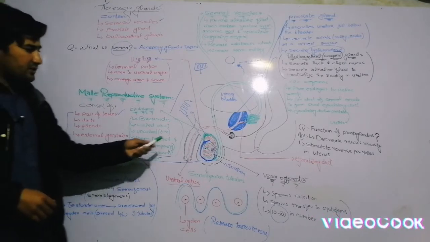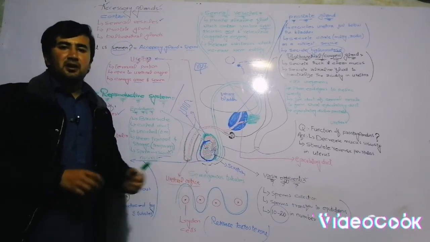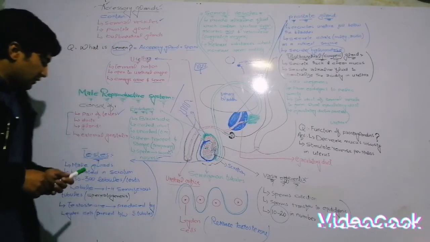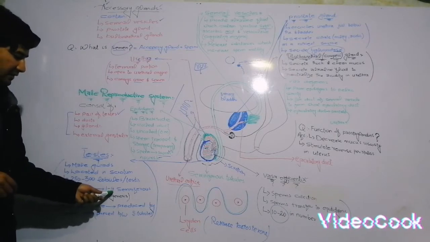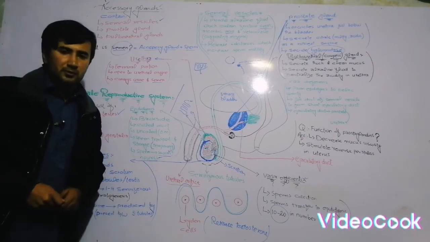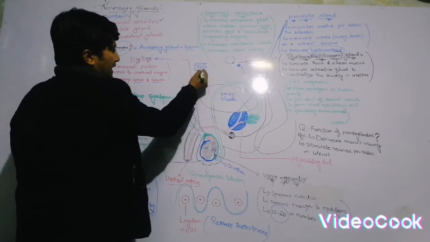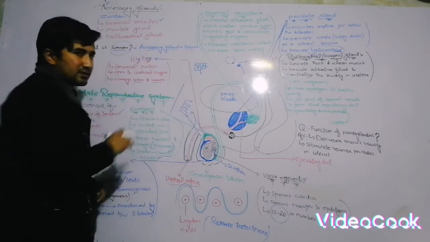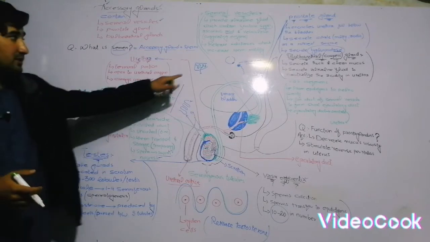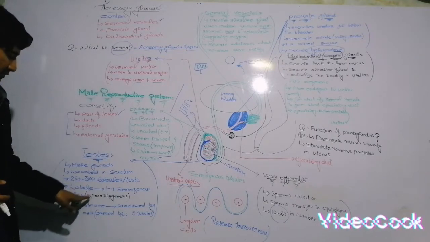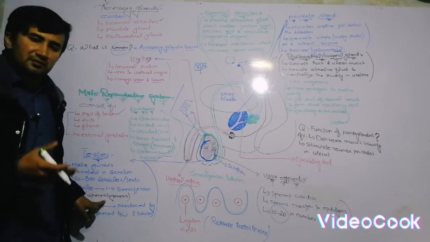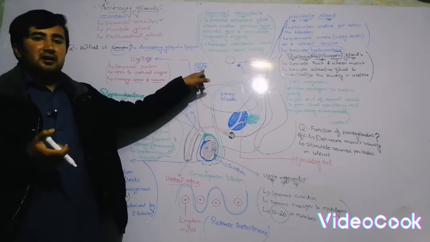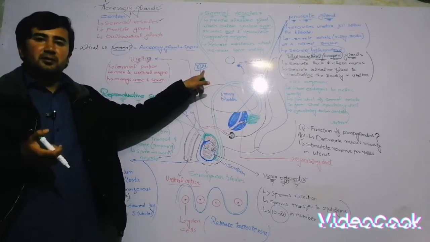After that, each testis contains around 250 to 300 lobules. And what are lobules? Lobules contain 1 to 4 seminiferous tubules. For example, if we take a lobule like this, it will contain a seminiferous tubule. And what is the purpose of this seminiferous tubule? In seminiferous tubules, a process called spermatogenesis occurs, which is the formation of sperm. So the seminiferous tubule is responsible for the production of sperms.